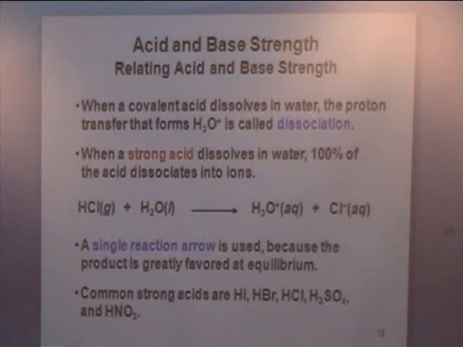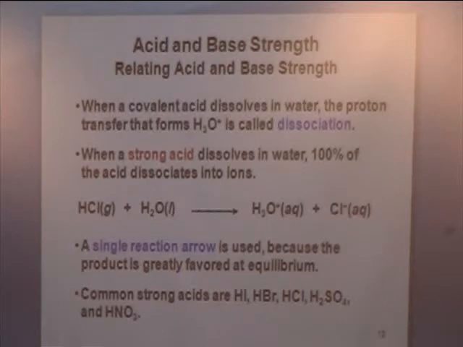Okay, let's see. Sometimes you have strong acids and strong bases. What is a strong acid? When a covalent acid dissolves in water, the proton transfer that forms H3O plus is called dissociation. A substance is strong or weak depending on how the hydrogen ion is dissociated. There is a complete dissociation and there is a partial dissociation.